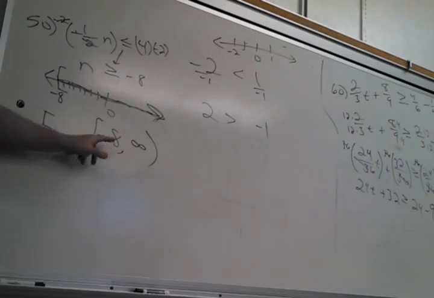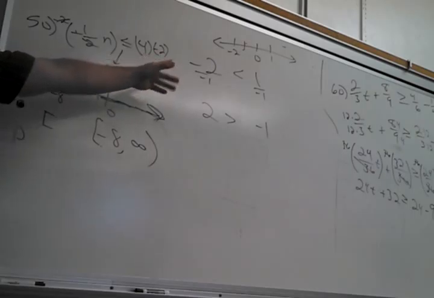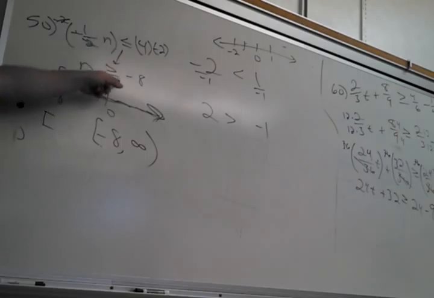So this is what they mean when they say interval notation. And we should know how to graph this, right? And then the freaky thing about the inequality flipping, it's actually just because that's what happens with numbers. That's how numbers work. So that's why it's got to happen.